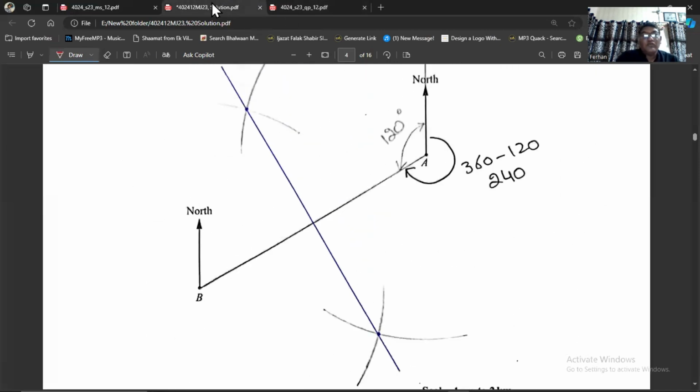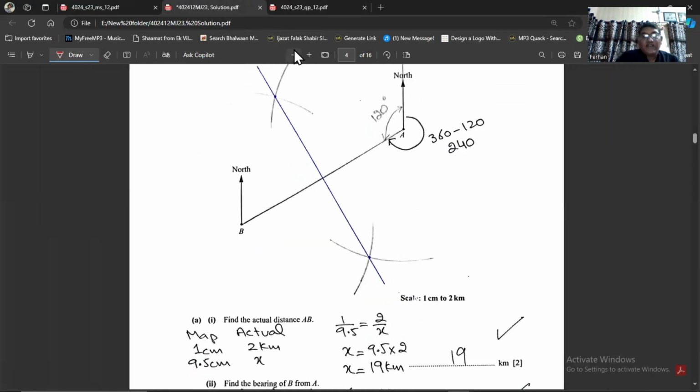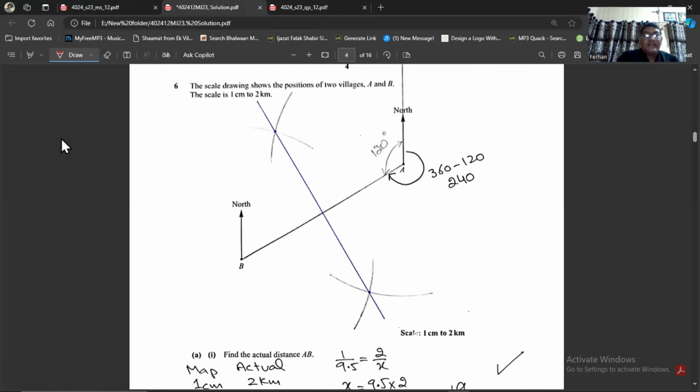So what I will do, I will open my compass more than half the length of AB. And then I will take B as the center, and I will draw this arc and this arc. Then I will take A as the center and draw this arc and this arc. Where these two arcs intersect each other, I will join this point with this point, which is the point of intersection of these two arcs.